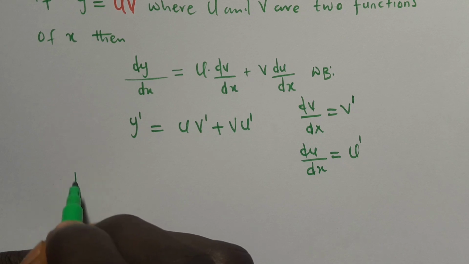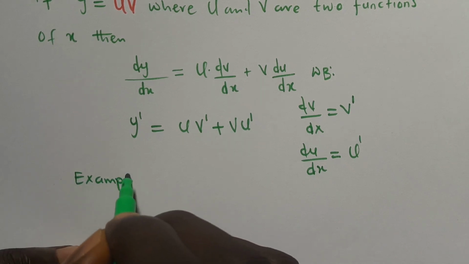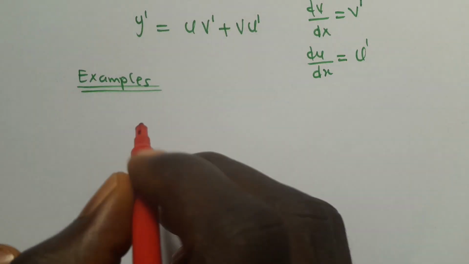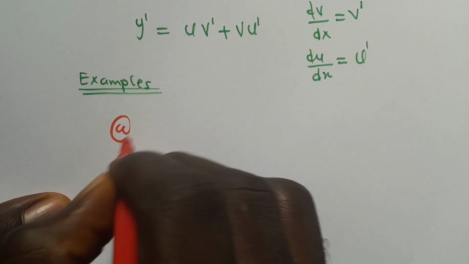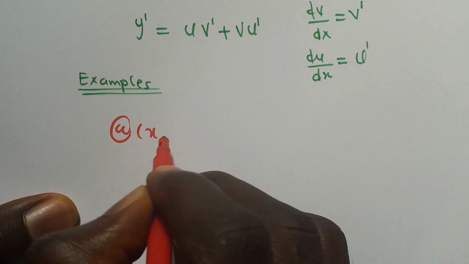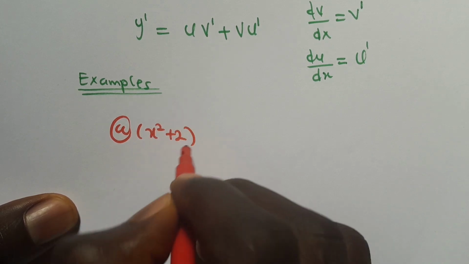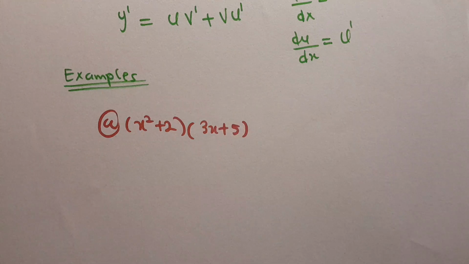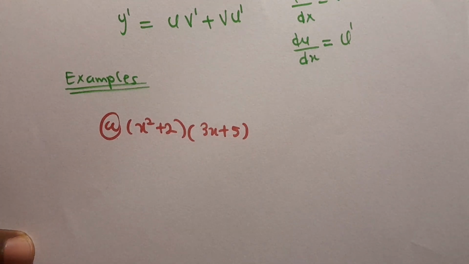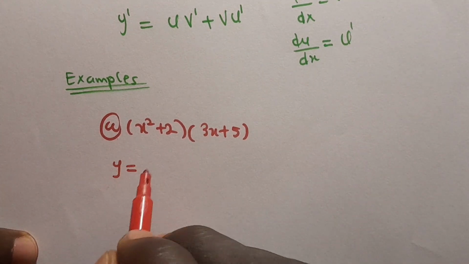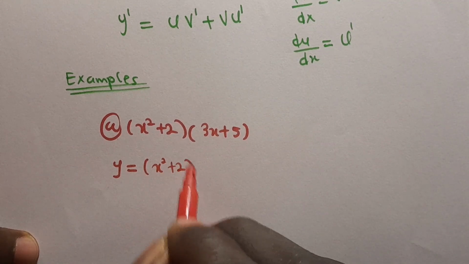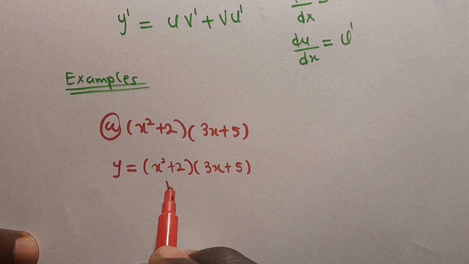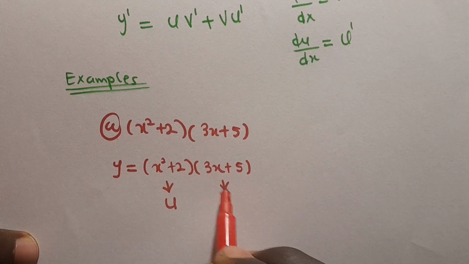So let's take a look at some examples under this. When we have example A to be x squared plus 2 multiplied by 3x plus 5, we have it to be two functions. So we can declare them to be y equals x squared plus 2 multiplied by 3x plus 5. The first one will be u, then the second one will be phi.